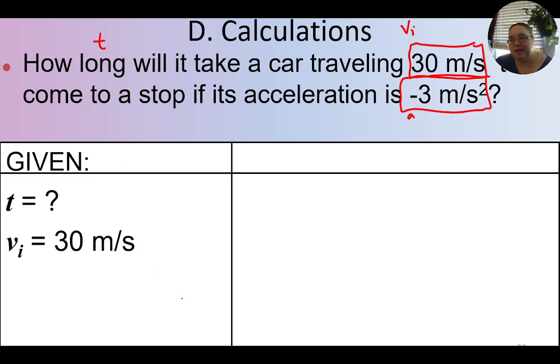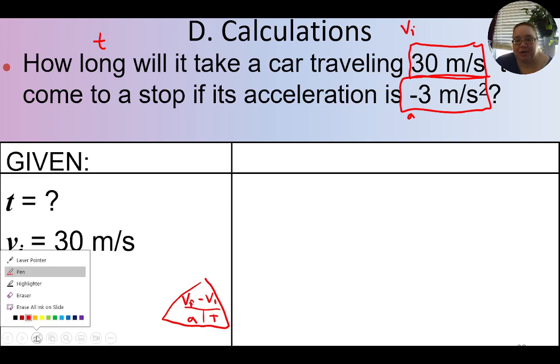Well, in order to find time, we have to have VF, VI, and A. If we don't have all three, we can't find the time. We have the A and we have the VI, but the VF is hidden in the words. And this is one where it is really and truly hidden. So notice how it says the car comes to a stop.